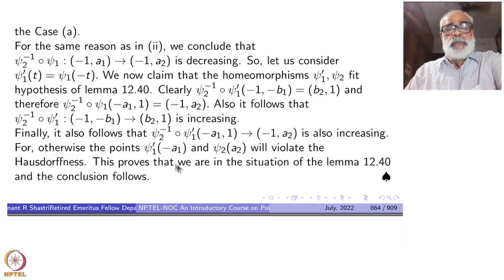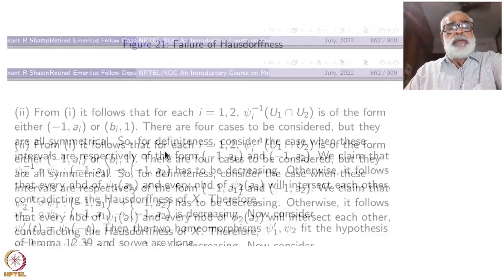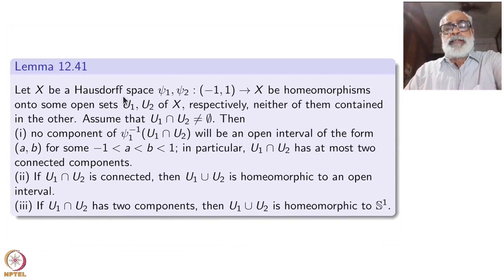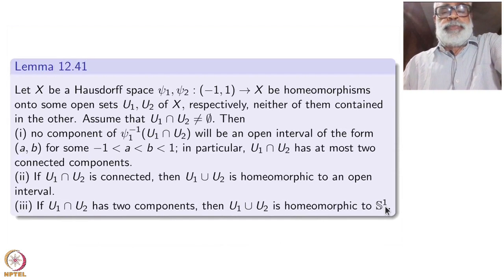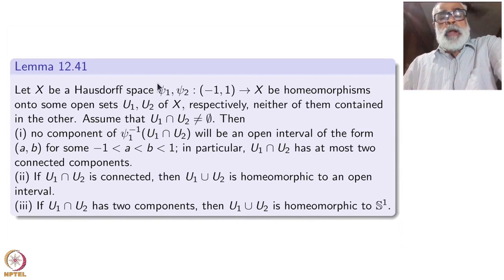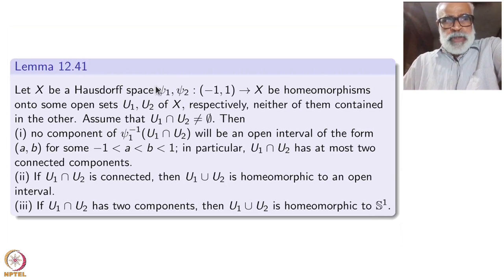We don't need that right now. We just want, because I have not assumed that X is connected here. So I say the union is S1. That's fine. This is the lemma which just says that whatever we desired, only that will happen.